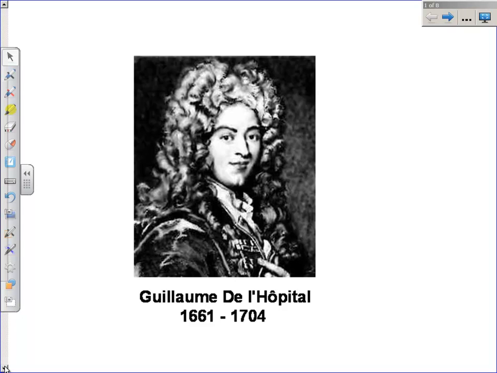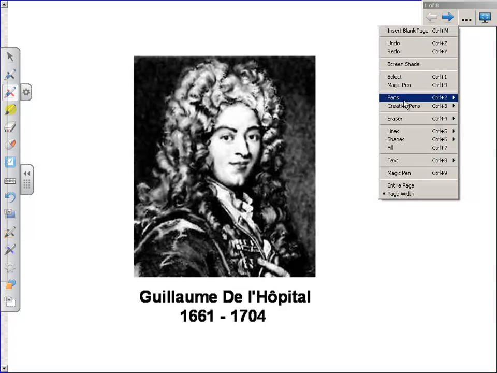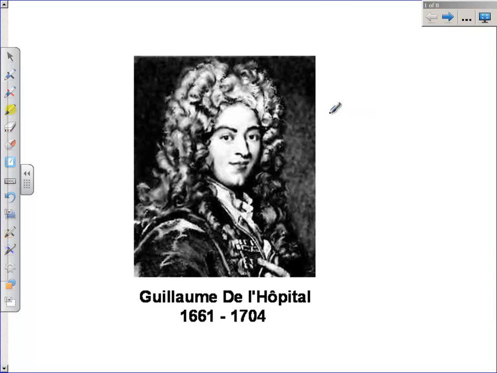Well, we've talked about this in class. L'Hopital here, he jacked this from Bernoulli and published it as his own work, which is, you know, rather seedy. So I don't know why we still attribute it to him, but that guy's a thief. Anyway, he only lived 43 years, so I shouldn't bust on him too much.